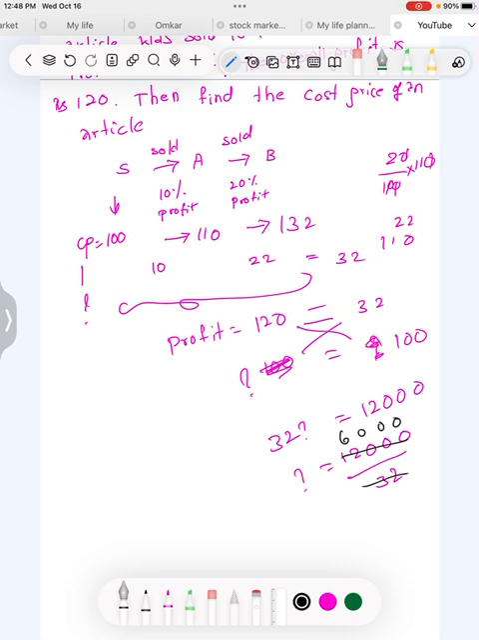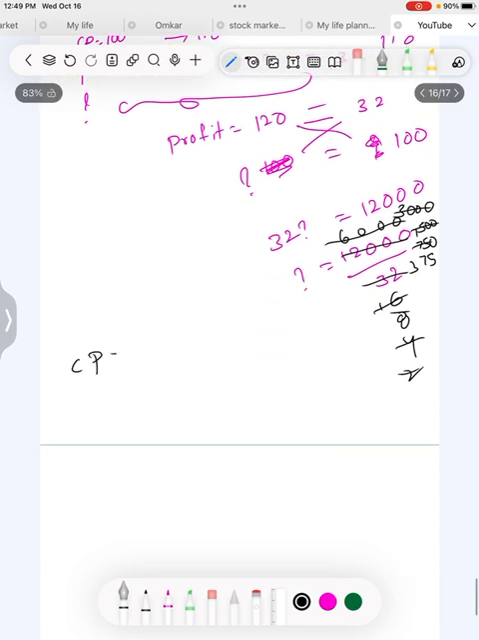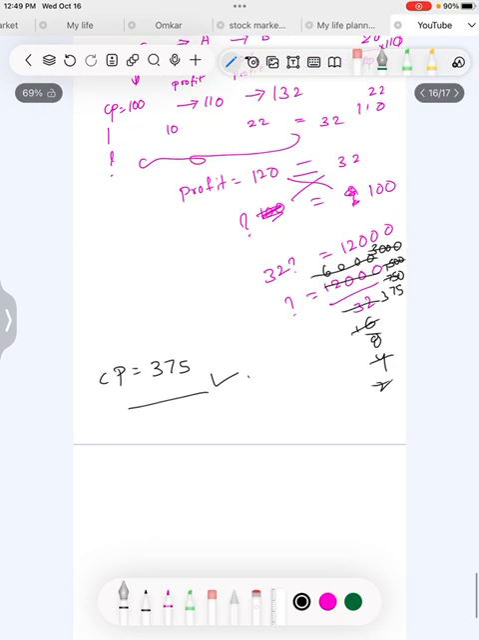In this way. Okay. At the final we got CP as 375. But in the options we don't have this. So we got the wrong answer. So don't get confused actually. You don't get confused. You can do in another way.